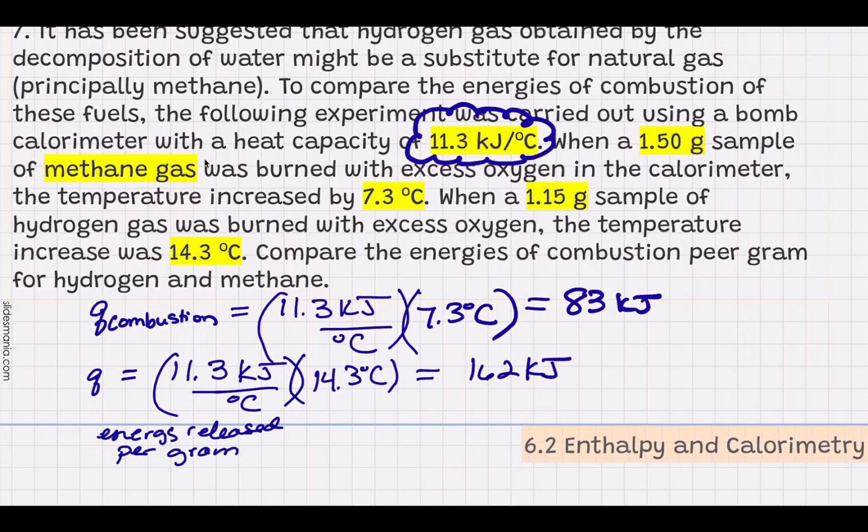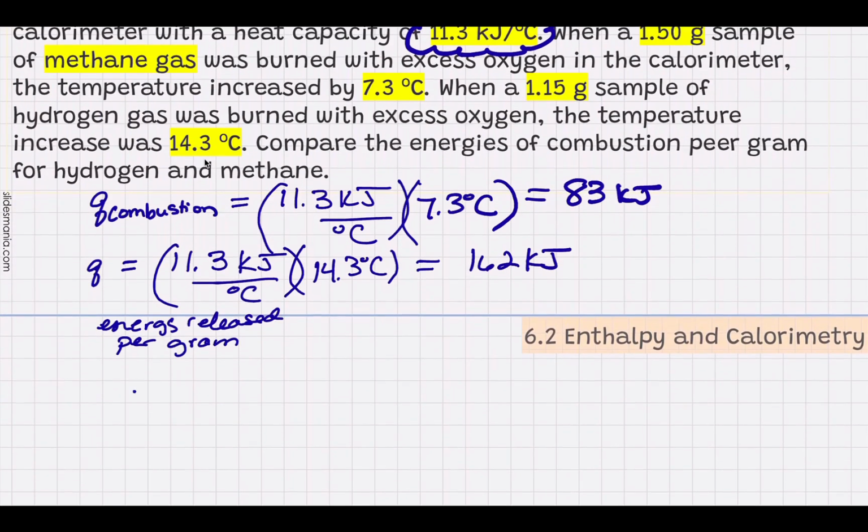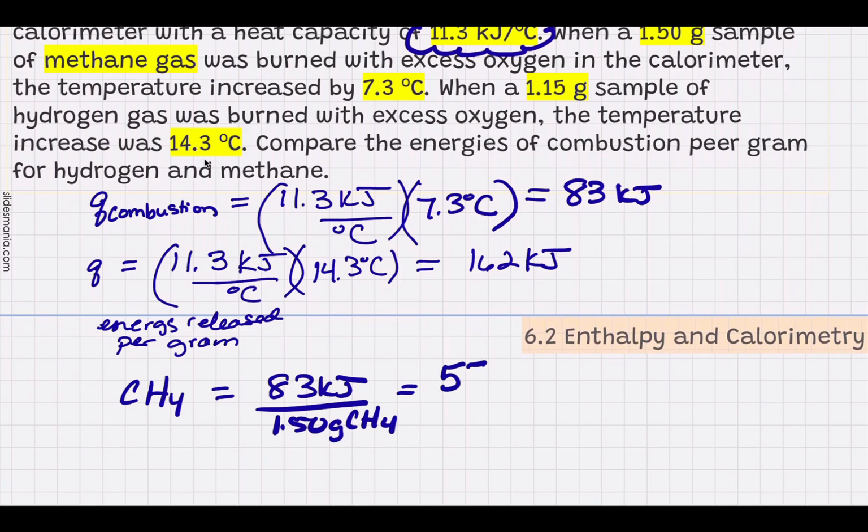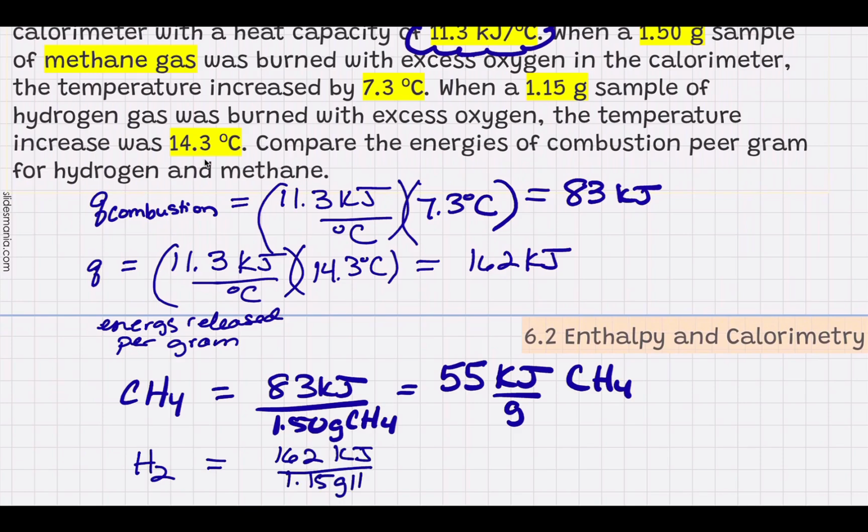So that would end up being, for the methane, 83 kilojoules per 1.5 grams of methane that were actually burned. So that would be 55 kilojoules per gram for the methane. And for the hydrogen, it's going to be 162 kilojoules divided by the mass of the hydrogen, which would end up being 140 kilojoules per gram for the hydrogen.